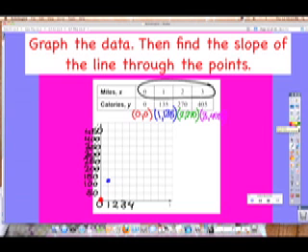Okay, how many of you have a similar graph to mine on the board? Make sure you stay with us. Do you have it, Trey? Okay. Now, don't worry about connecting the dots. Now we have to find slope.